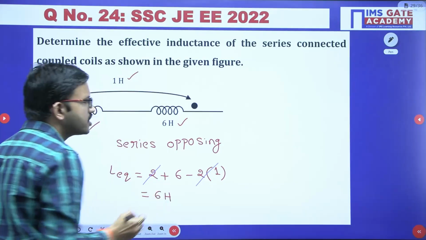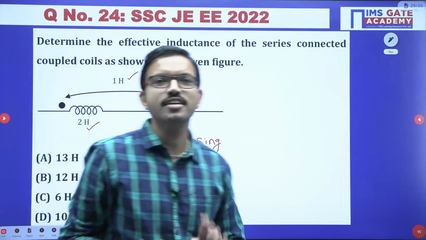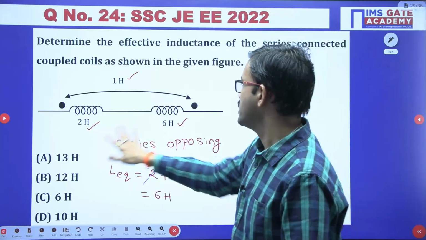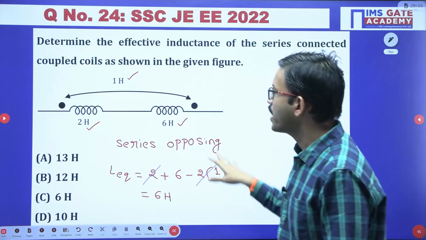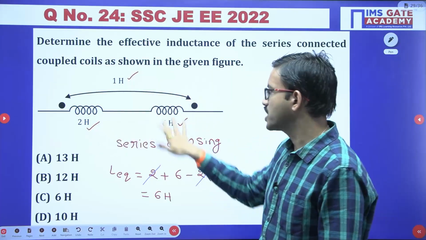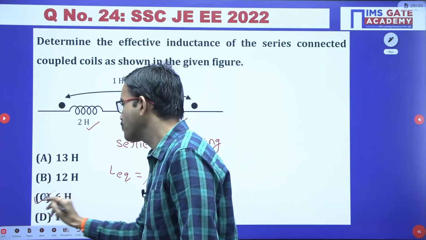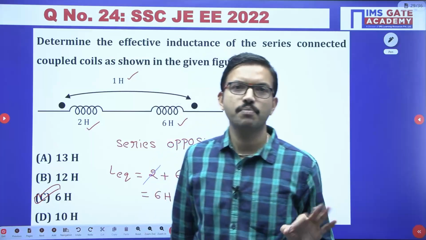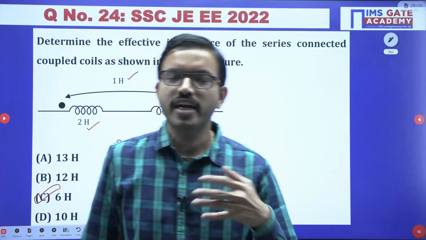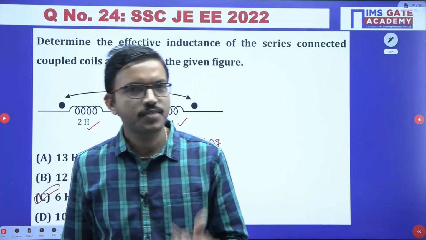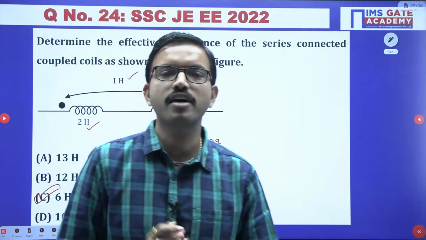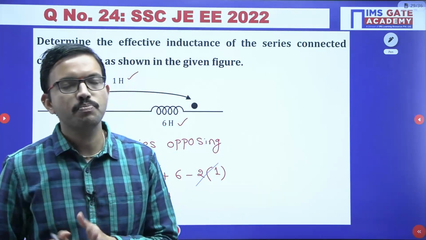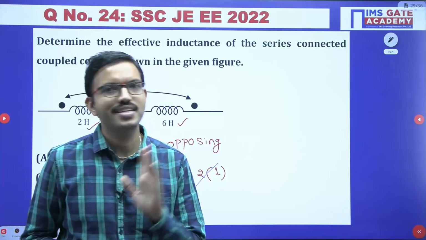See, here for understanding purpose I have written it out, but actually the moment you observe 2 Henry, 6 Henry and mutual inductance 1, by using the standard formula you get minus 2m. Minus 2 plus 2 will get cancelled, you are getting 6 Henry. That's all. Option C is the correct one. It won't require much time. But if you want to get good command and speed, you have to practice a sufficient number of questions. Once you have confidence in the basics and you know the process, then you can solve the questions in less time.